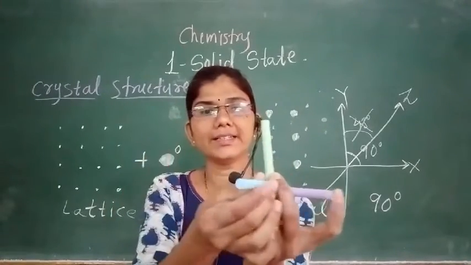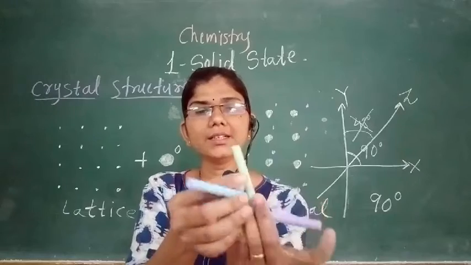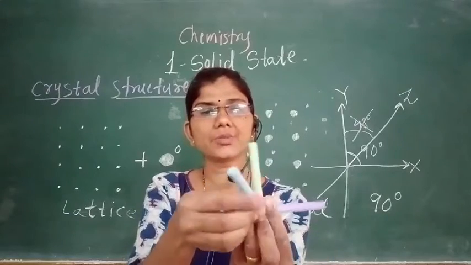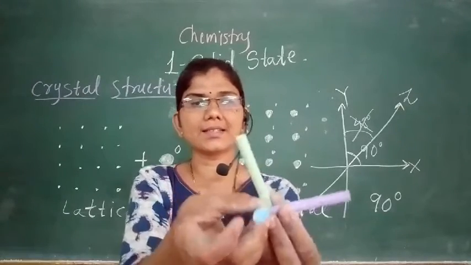This is also 90. So this is the three-dimensional arrangement of the axis.